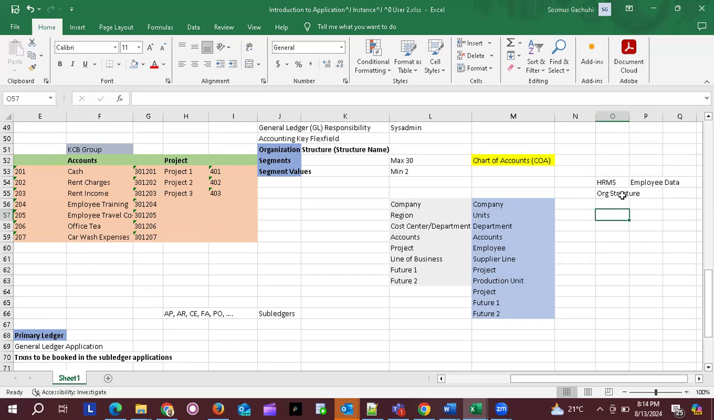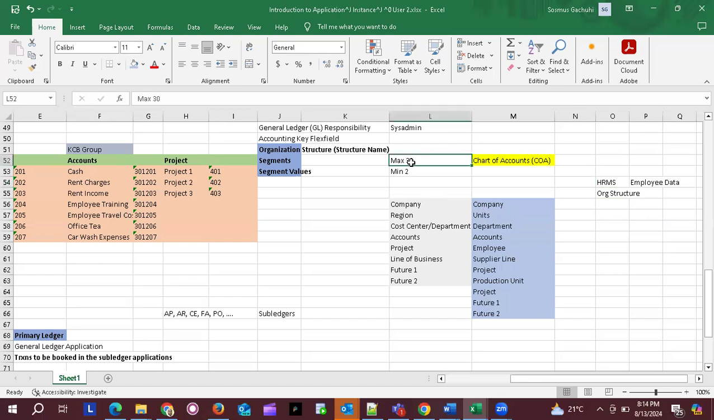So once you understand the multi-org structure and you understand the need of the client, why they are maintaining the information of employee here, you may come up with a conclusion whether it's required or whether they can continue tracking the information in the HRMS level. So it's very, very much important to understand.